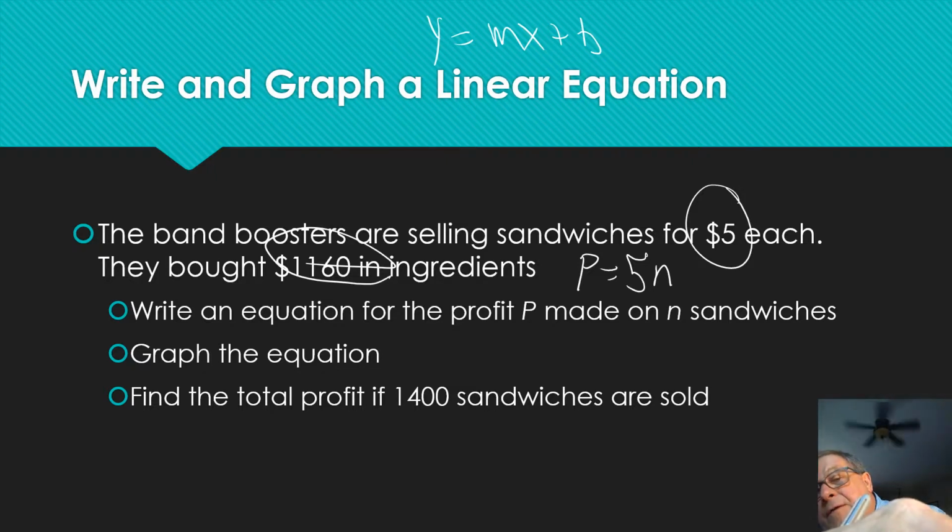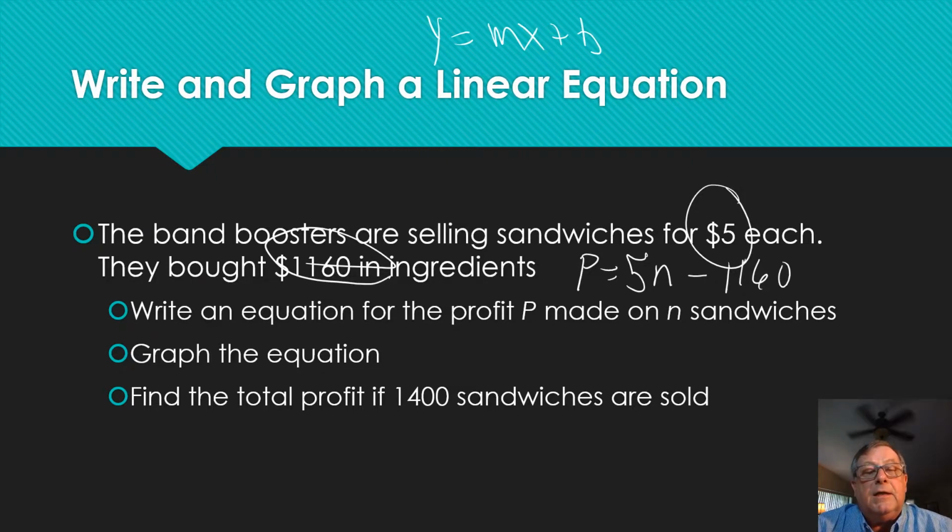So my profit then is going to be 5 times the number of sandwiches I sell less $1,160, which is my cost of the ingredients. All right, well, there's my equation. P equals 5N minus 1,160.